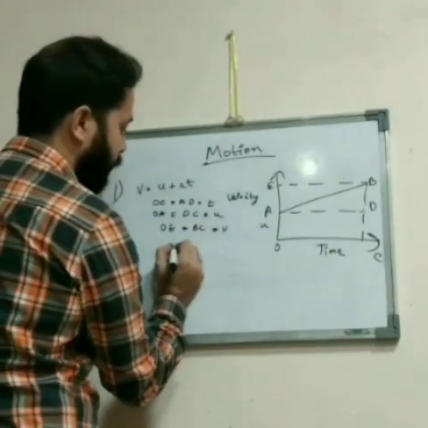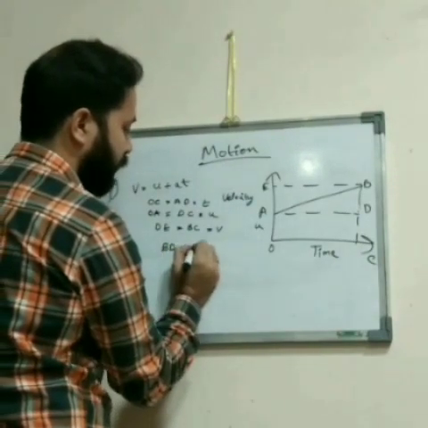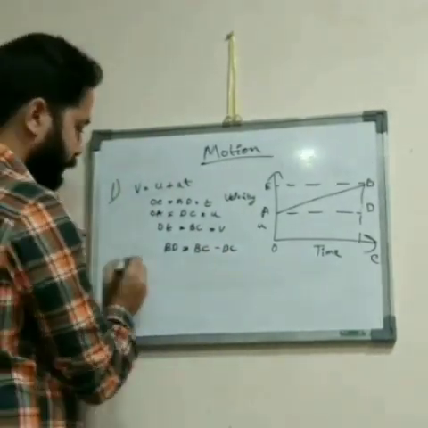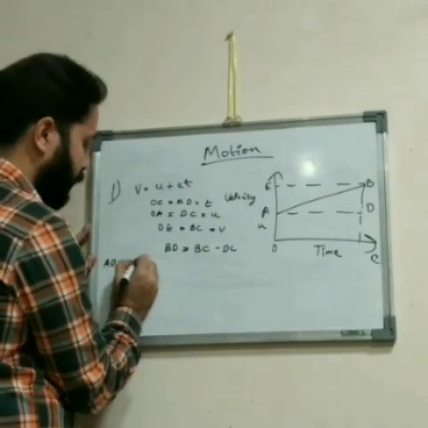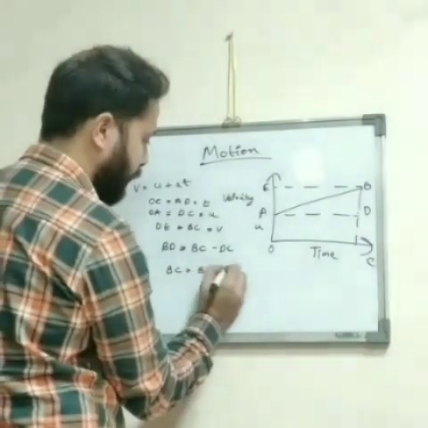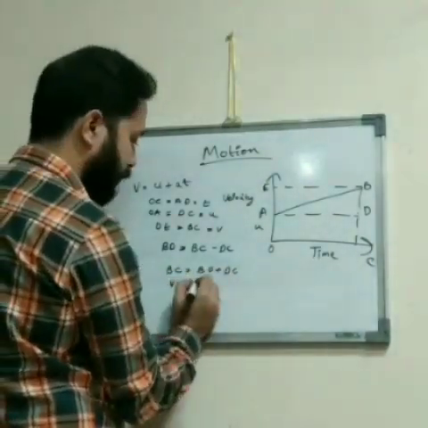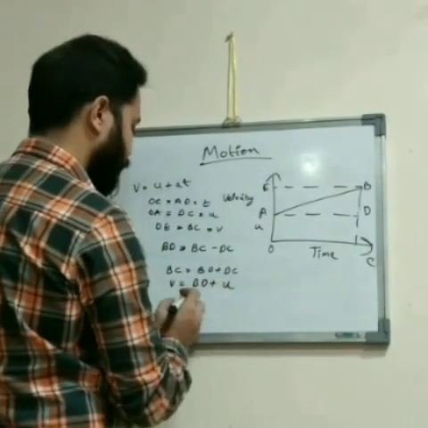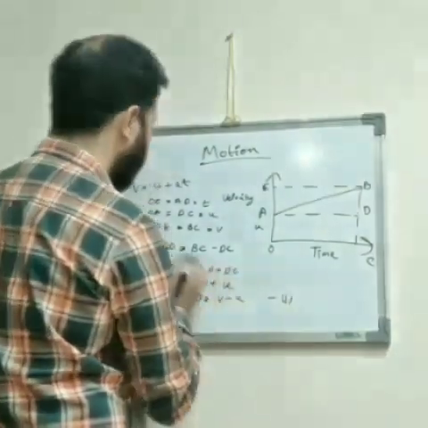So BD is equal to BC minus DC, the change in velocity. AD is parallel to OC. So BC is equal to BD plus DC. v is equal to BD plus u. So BD is equal to v minus u, first equation.